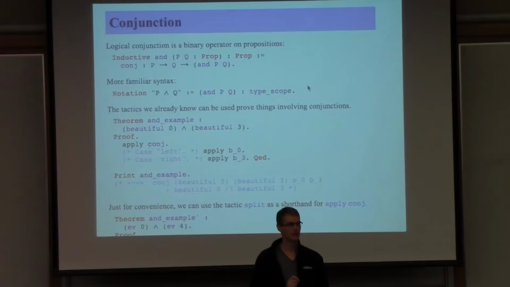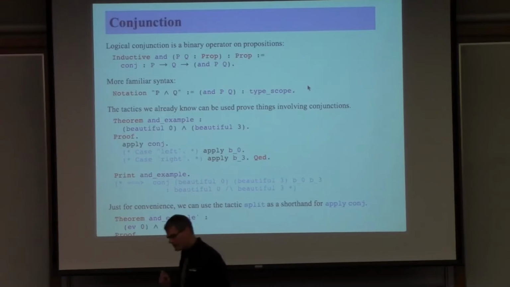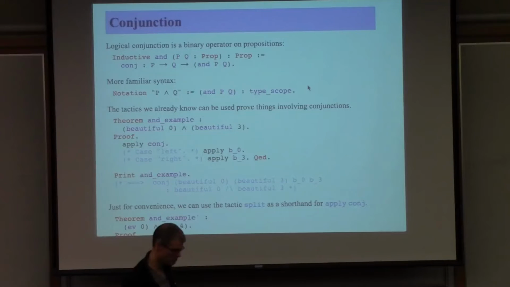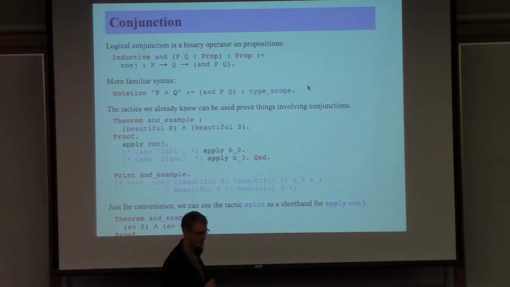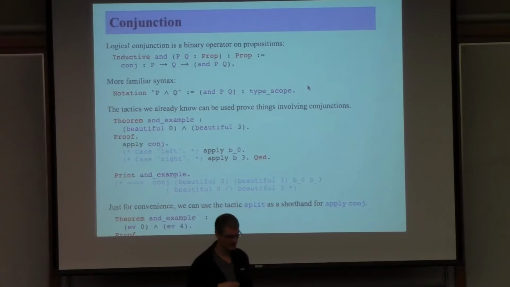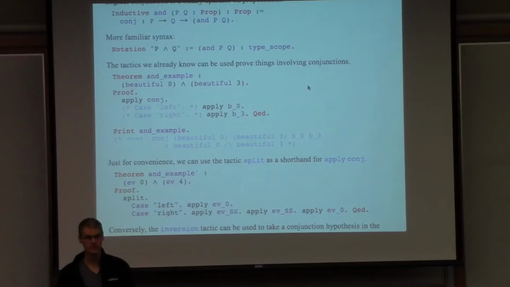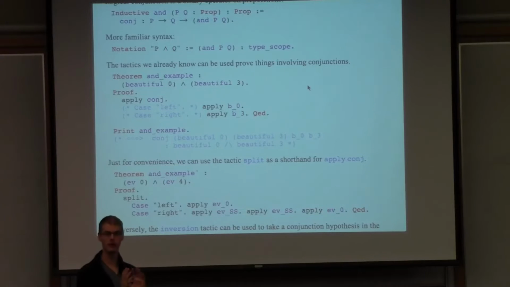As a convenience, I will introduce one more tactic, because I find it a little bit annoying to have to remember that the single constructor of the conjunction proposition is called conj. So rather than remember that and say apply conj all the time, I usually write just split. Right, so split says I'm trying to prove a conjunctive proposition. I'm trying to prove P and Q. Split says break it into two subgoals, one for P, one for Q. And split is nothing more than a synonym for apply conj.